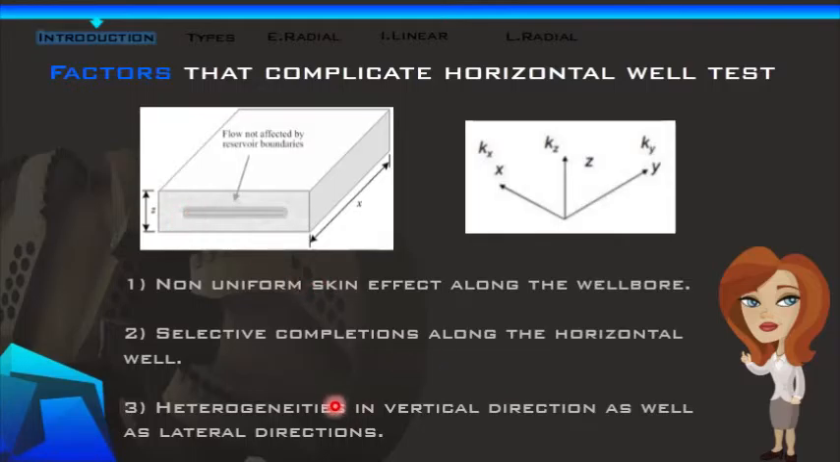And for the third point, heterogeneity in vertical direction as well as lateral direction. Just like the diagram here, you will have different permeability for different directions.